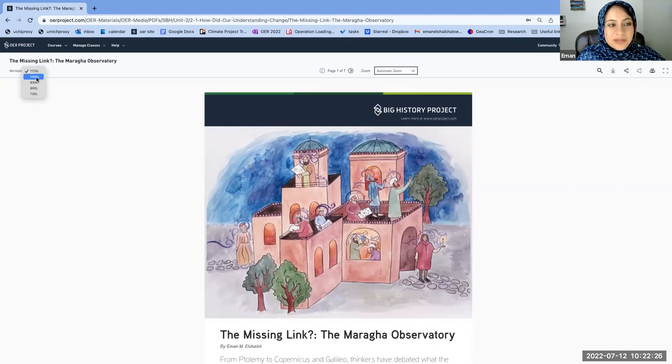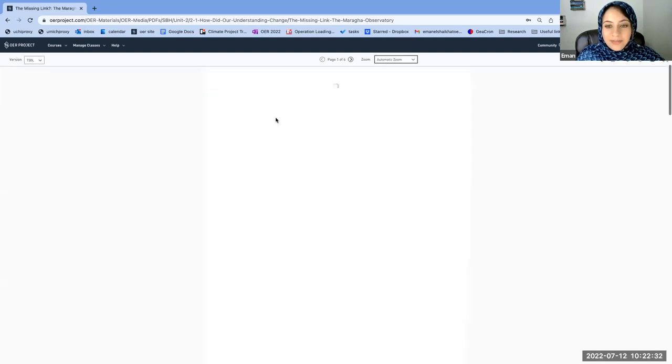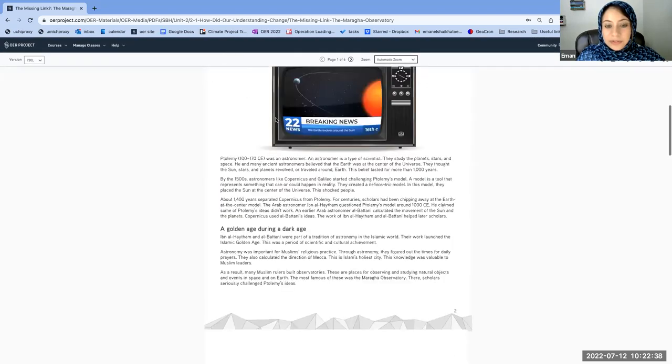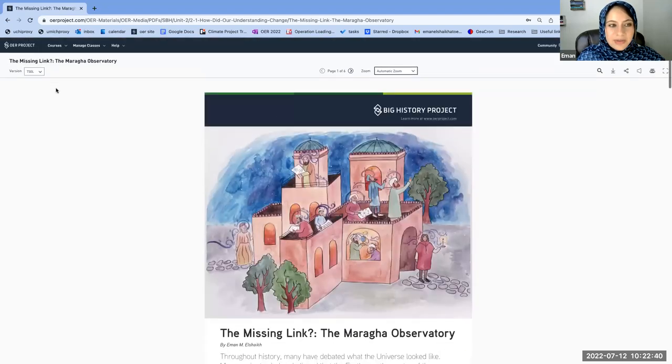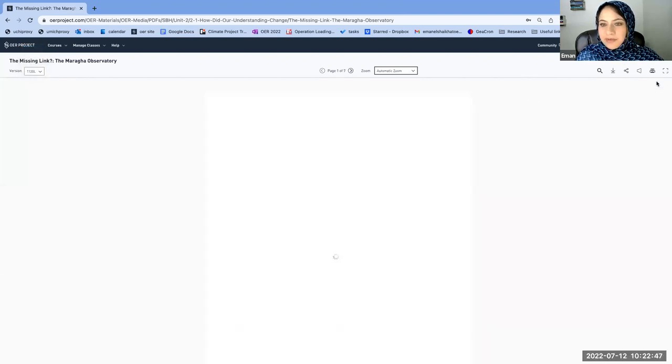There are also levels. So this is for students of different ages. A lot of our articles at the OER Project are leveled. So this is also useful both for teachers and for students to just look at different versions of the article. You do miss out on a little bit of the information at the lowest level, but it is useful for you to check those out. So this is sort of the interface for the articles.